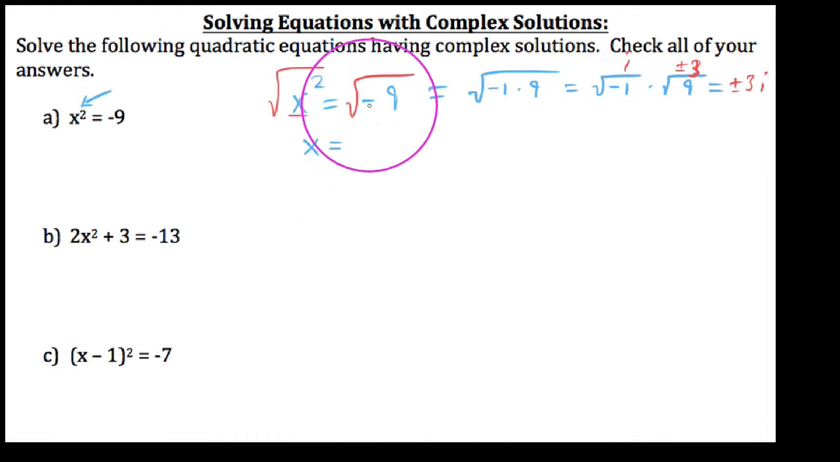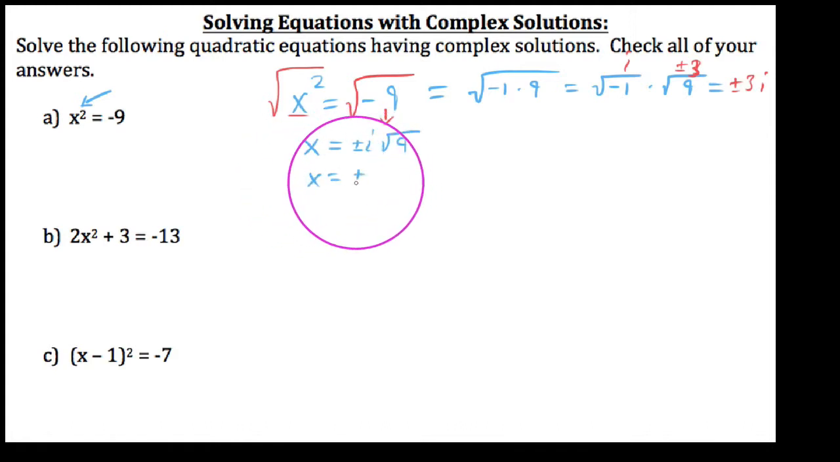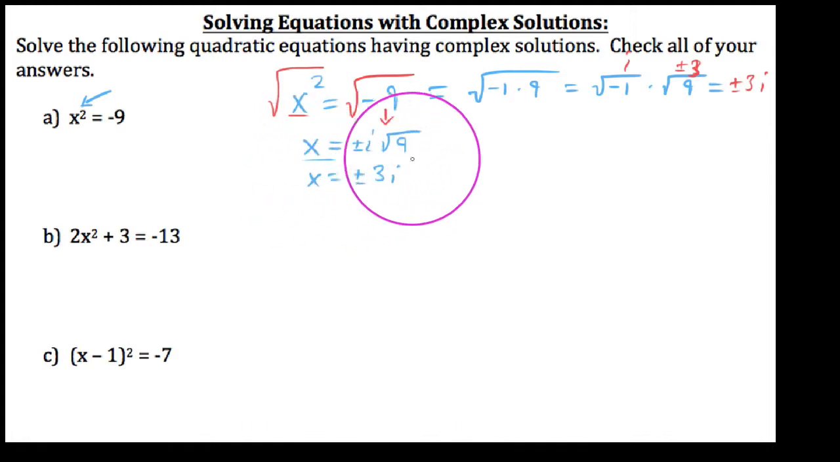The quick route to doing this would be, let's take a look at this here. You just write plus or minus i out front, and you rewrite the 9 in there as a positive 9. We know the square root of 9, so x is equal to plus or minus 3 times that i we had in front right here.